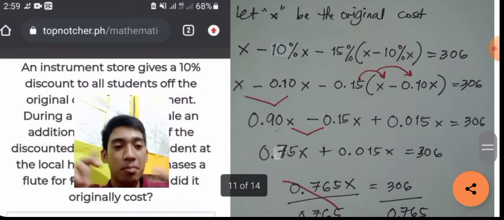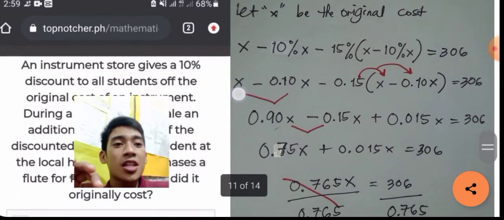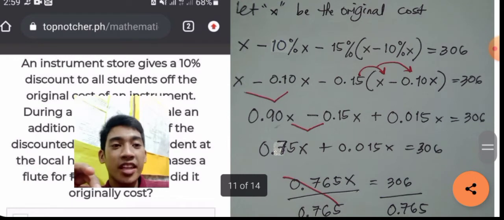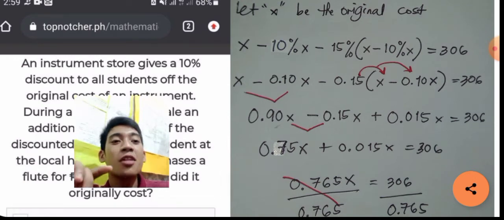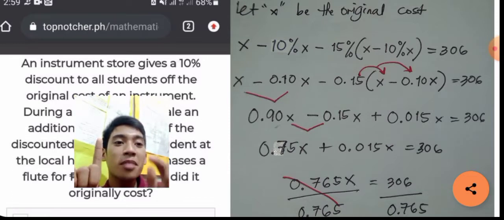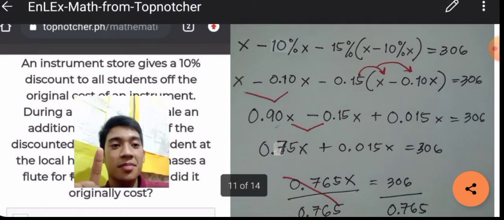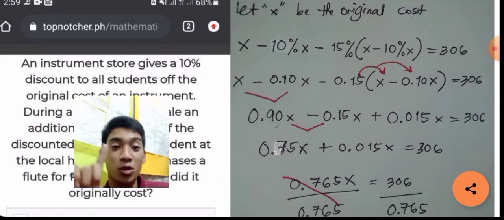So, simplify first. Eggs minus 0.10x will give us 0.90x. How is that? Because our x is equivalent to 1. 1 minus 0.10 will give us 0.90x. It's just like 100 minus 10 will give us 90.